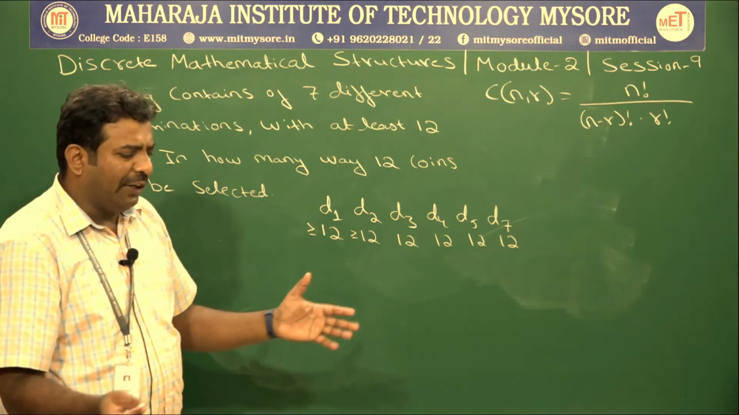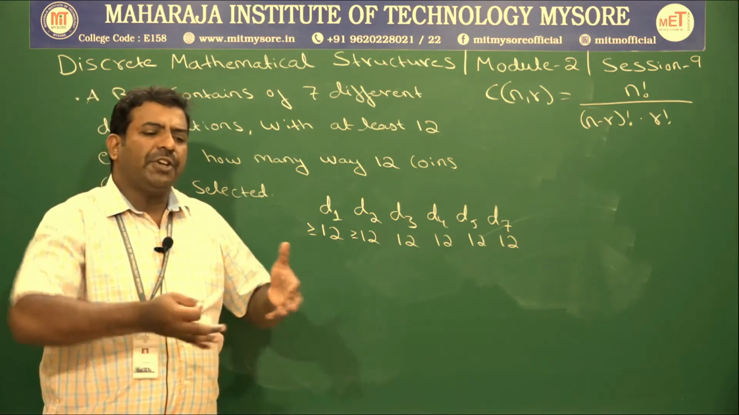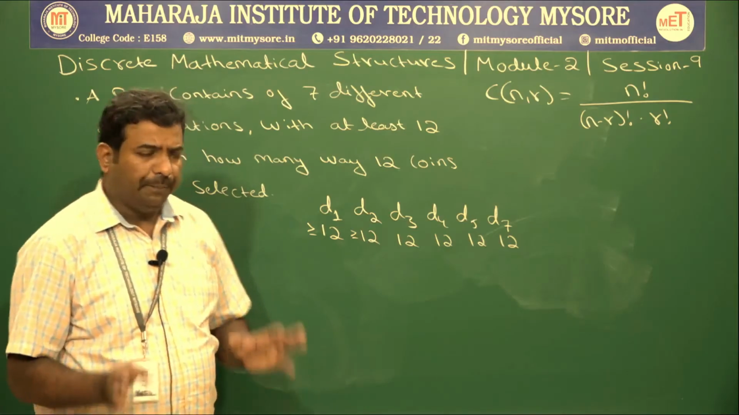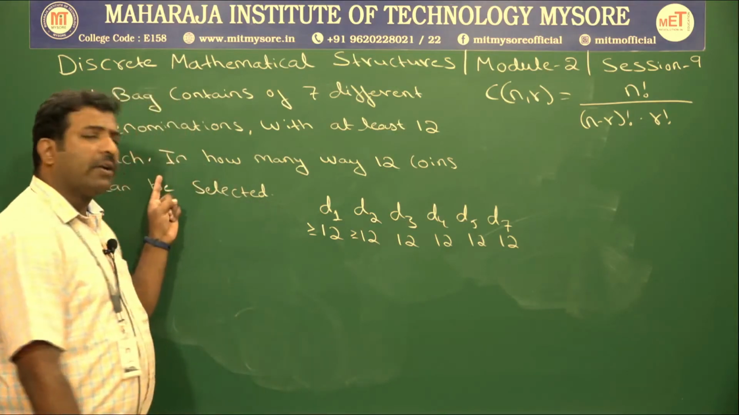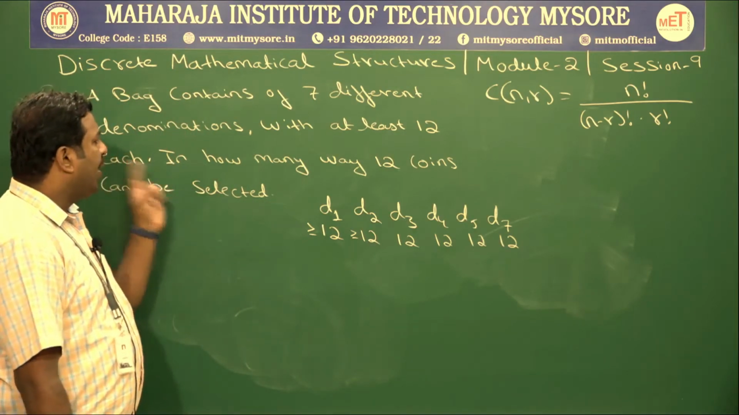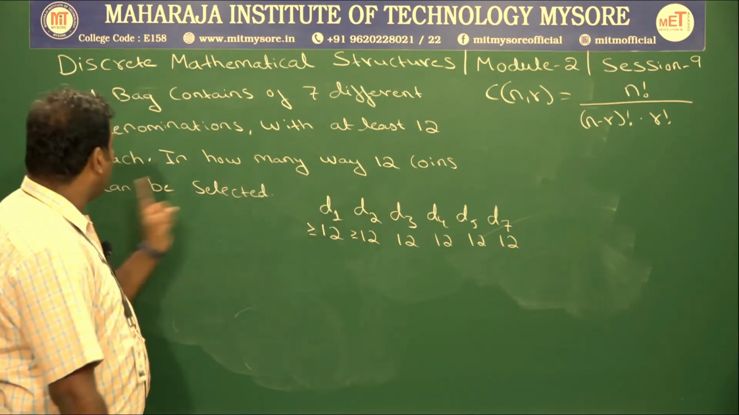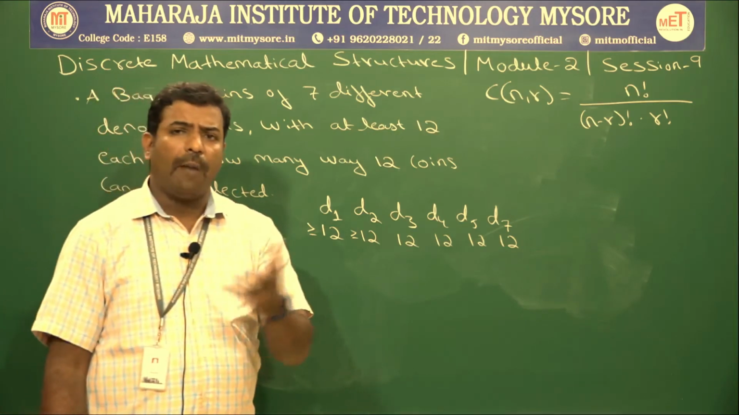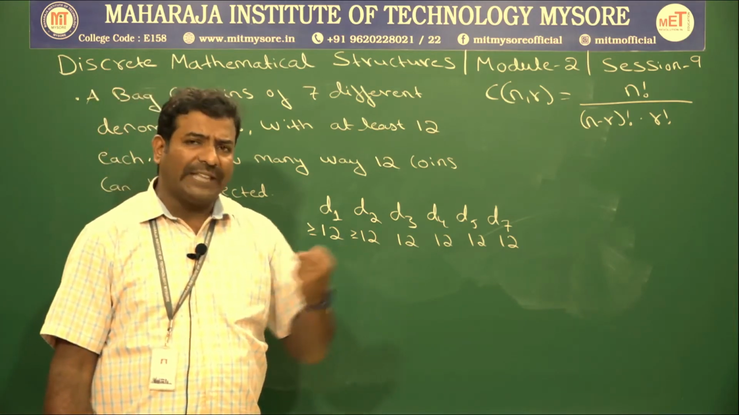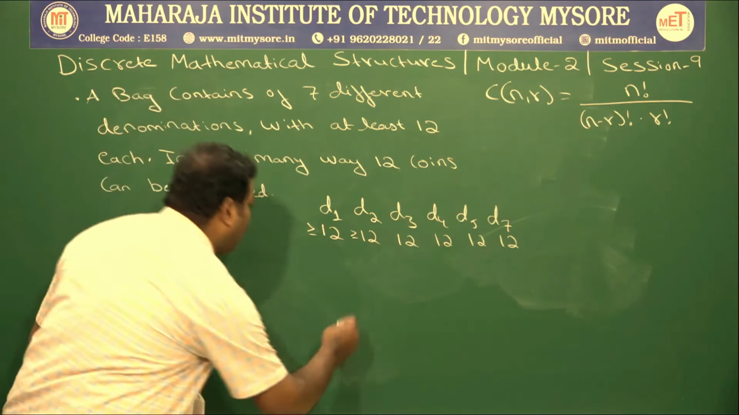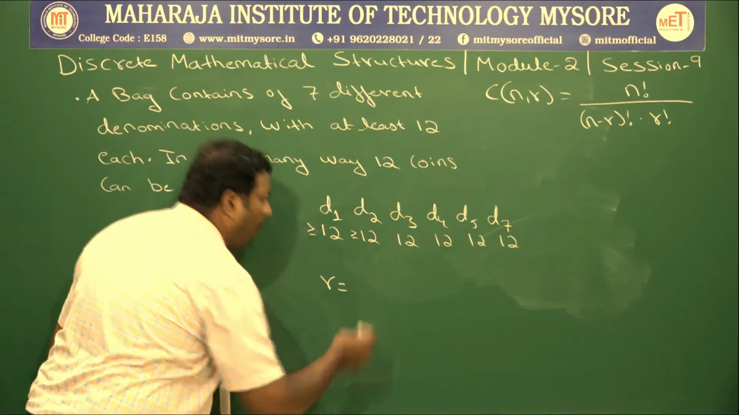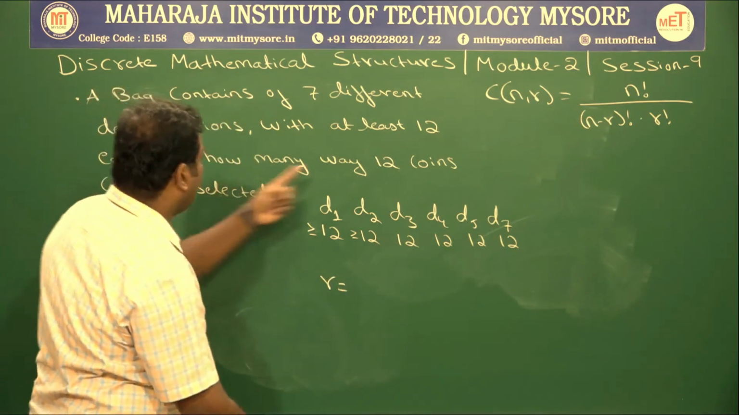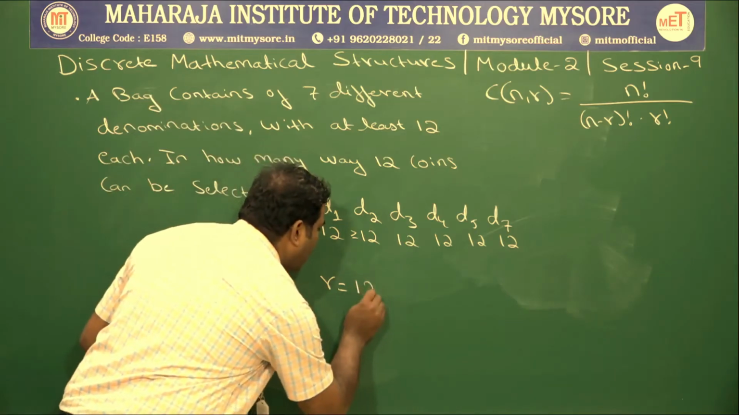Fine. And the next, what the question demands: this is the situation that has been given. You have got 7 different denominations with you, and each denomination is at least 12 in number. The next part of the question reads, in how many ways can 12 coins be selected? I'm talking about selection now. When I'm talking about selection, I'm going to call this R. As you already know, R is going to be 12.